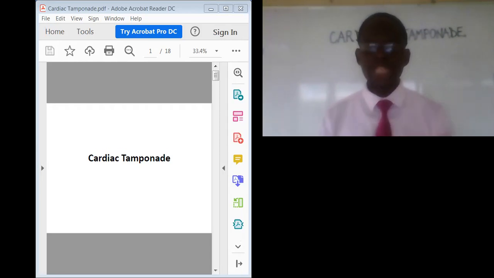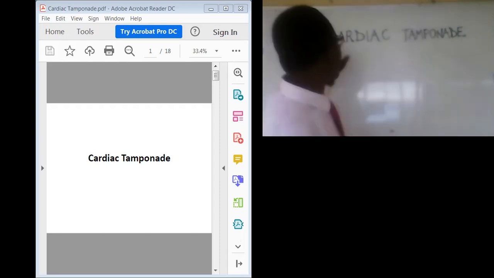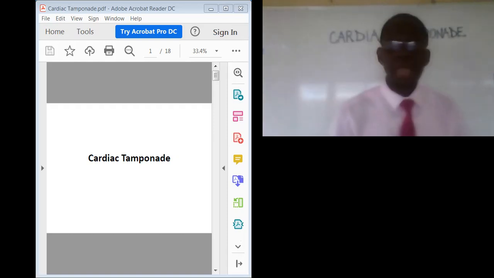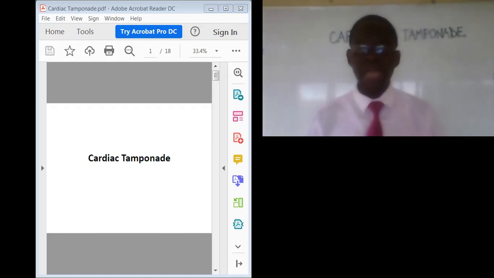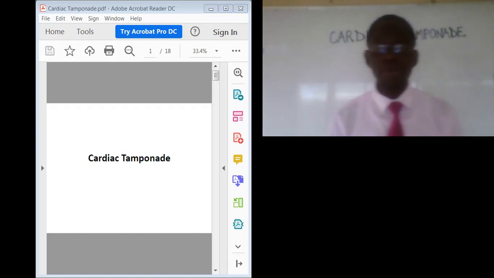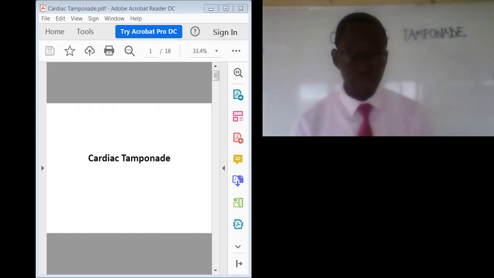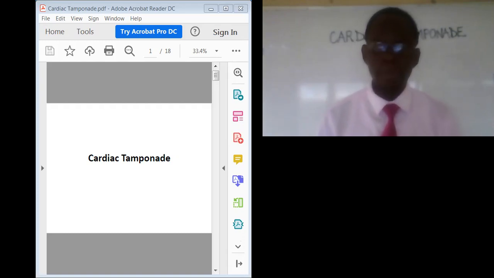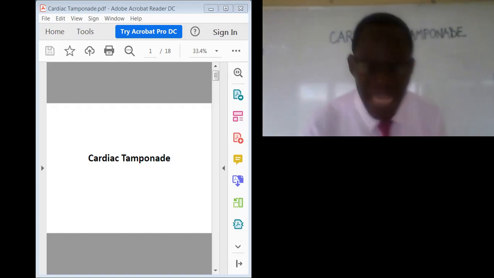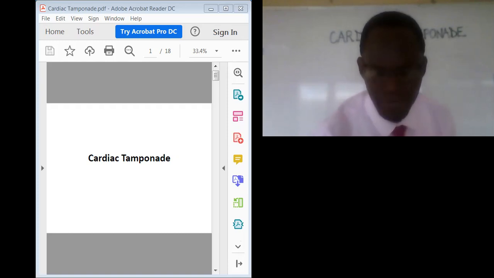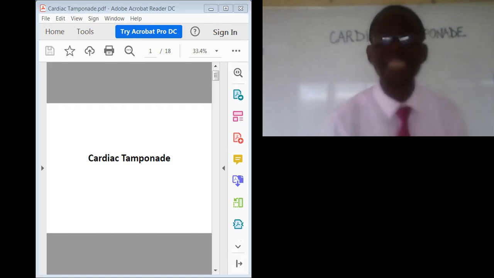Now, to continue from where we ended, in today's lecture, we are going to cover cardiac tamponade. Now, cardiac tamponade, as you can see the term there, cardiac stands for the heart. What do we mean by cardiac tamponade? Before we go into the definition, you are supposed to know that the heart has 3 layers. The layers of the heart are basically 3.